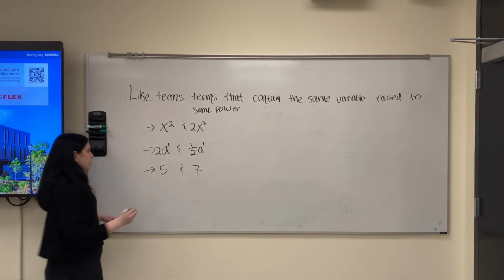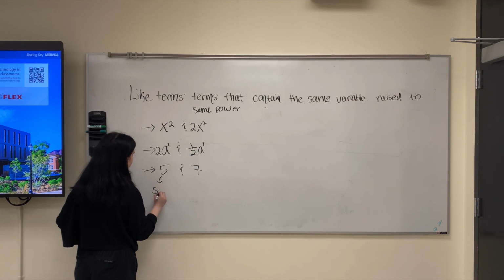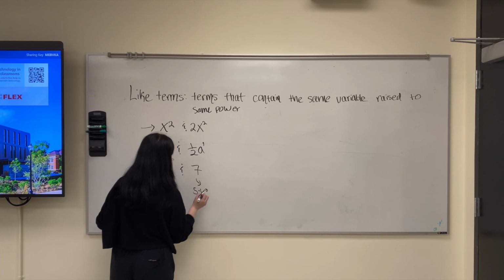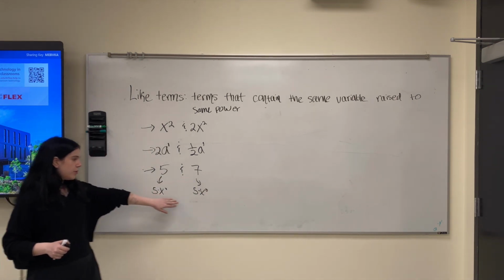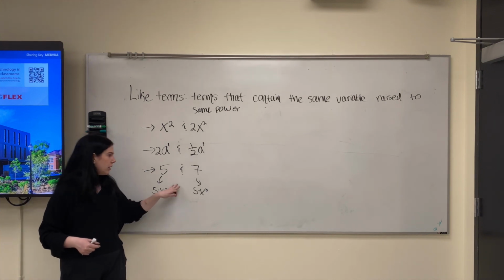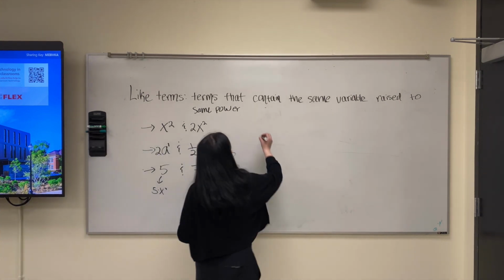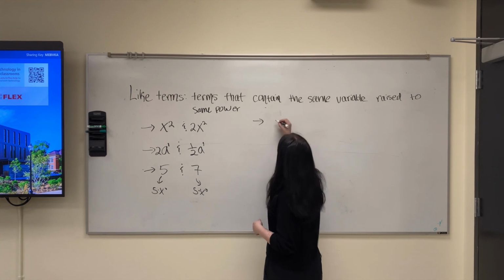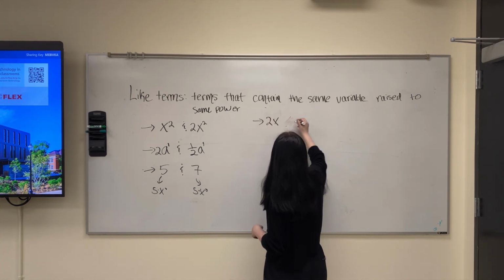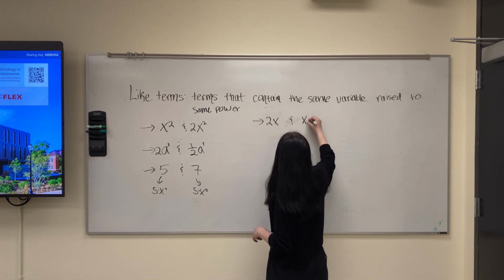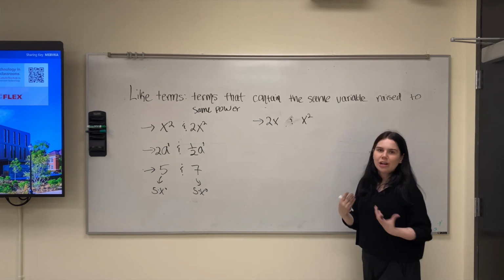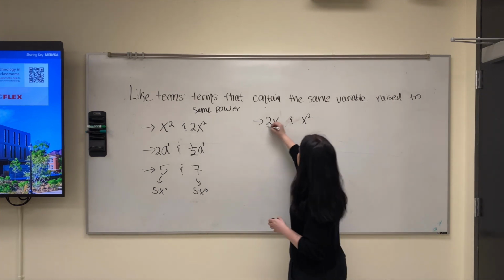So we can think about this as 5 times x to the 0 and 7 times x to the 0. So here we have the same variable, which is x, raised to the same power, which is 0, so these are like terms. Some examples of things that are not like terms are 2x and x squared. So these 2 terms contain the same variable, but they are not raised to the same power. So these are not like terms.